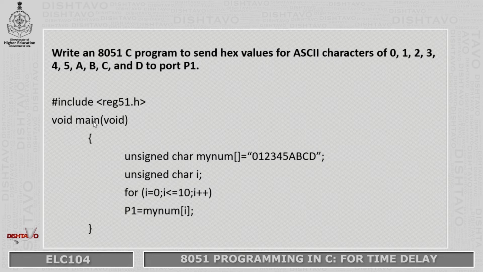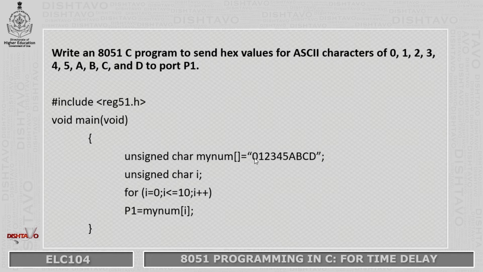Again, we have included reg51.h, void main void, and I have used an unsigned character to initialize an array. So 0, 1, 2, 3, this entire thing is like my string, it's like an array, and I've used another unsigned char for the for loop. Since the number of elements is 10, I have used a for loop for 10. So P1, that means I want to send this array one by one to a particular port. So P1 is equal to mynum square bracket of i.